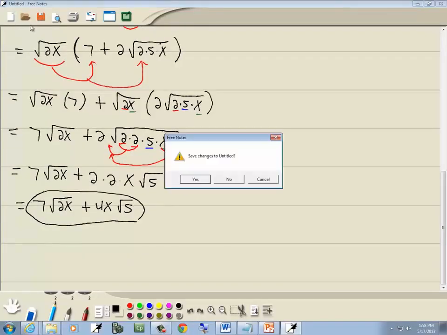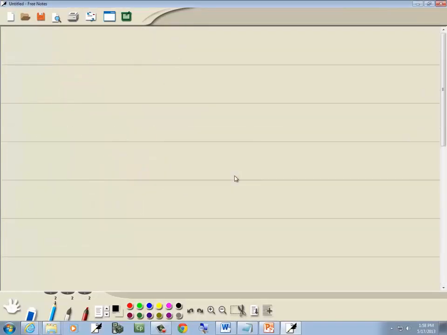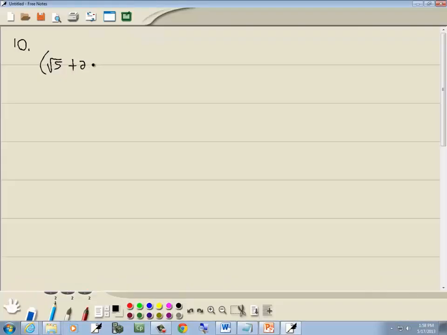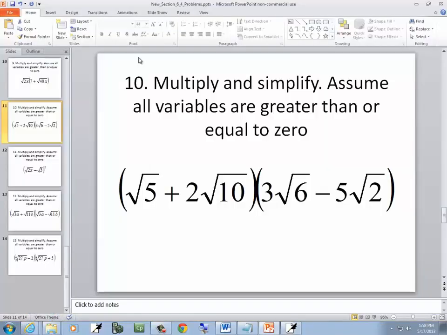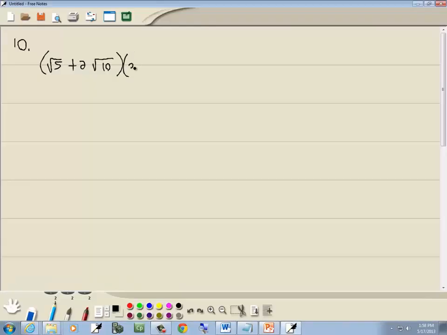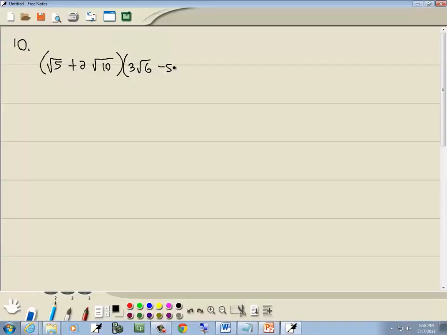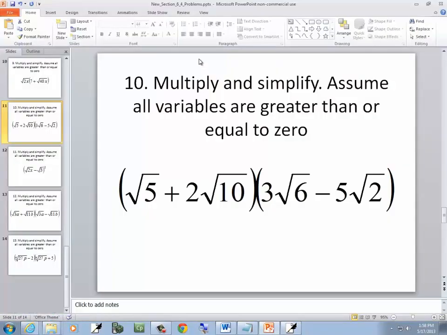Let me start a new page. Number 10: square root of 5 plus 2 square root of 10, times 3 square root of 6 minus 5 square root of 2.